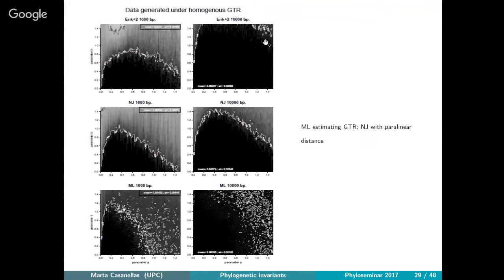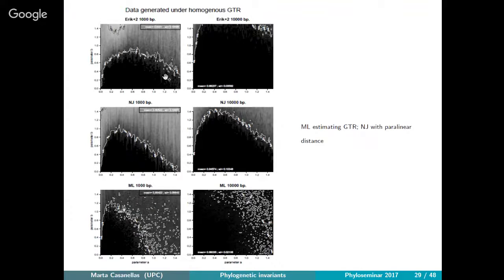How about other methods? How does the comparison with other methods? Here is method ERIC+2, neighbor joining. We simulated data under GTR. So neighbor joining here uses paralinear distance, and maximum likelihood here is estimating GTR. Left column is 1,000 sites, and the other column 10,000 sites.